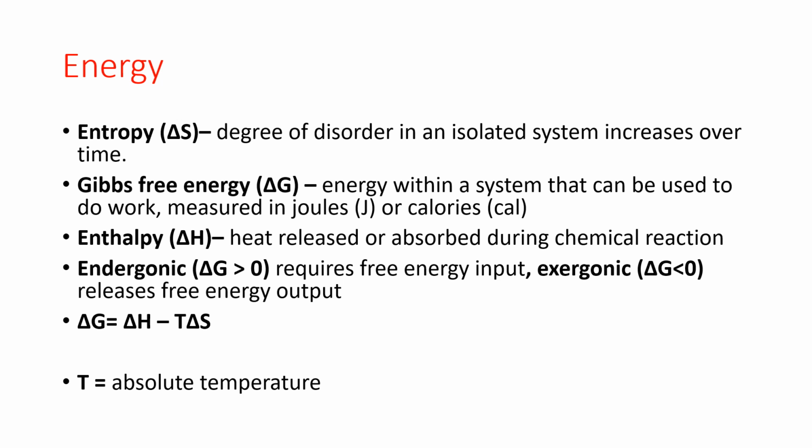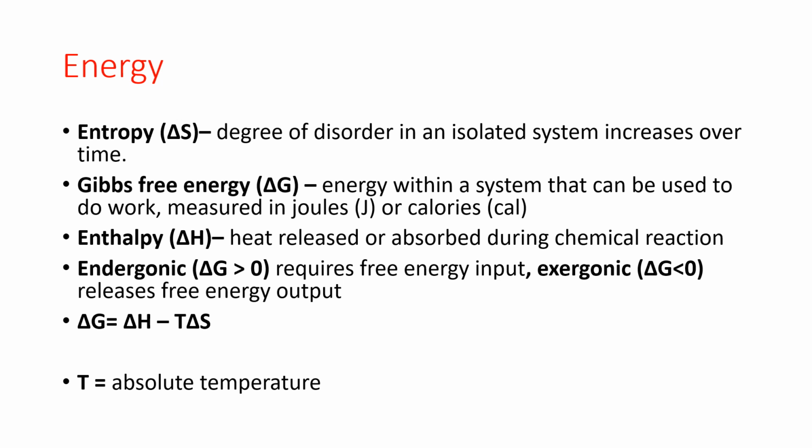The other type of energy we talk about is enthalpy, which is delta H. That's the heat released or absorbed during a chemical reaction. This, if you remember, helps us give an idea of whether we have an endergonic or exergonic reaction. Typically, in endergonic reactions the free energy change is greater than 0, which requires free energy input, so there's energy investment there. Whereas an exergonic reaction tends to have a free energy output, so it's lost. That tends to release free energy, oftentimes to a different reaction.